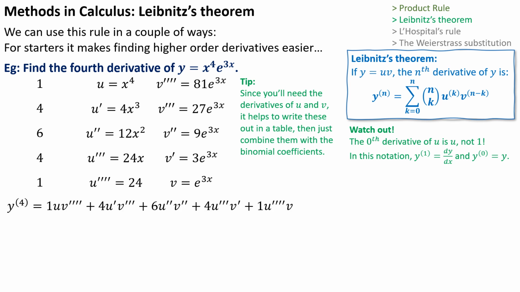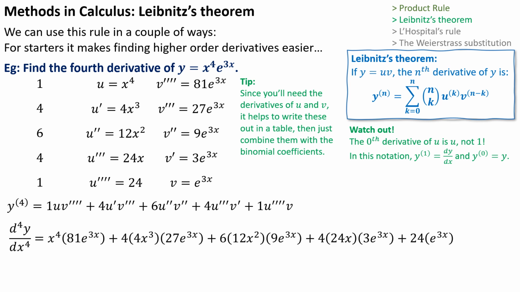The next thing to do is to combine them. So if you want, you can write this out. This is effectively a specific version of Leibniz's theorem when we want the fourth derivative, but it doesn't use my x^4 and e^(3x) yet. You can write it out like this if you want, or as you get more comfortable, you'll just be able to read off the values from your table.